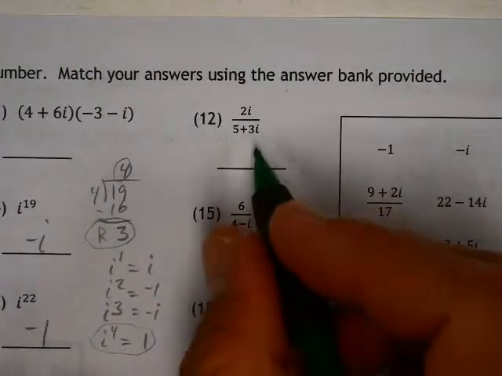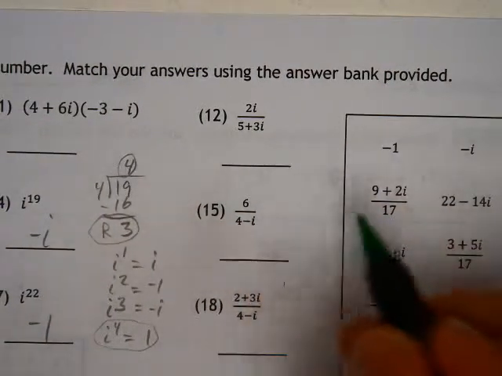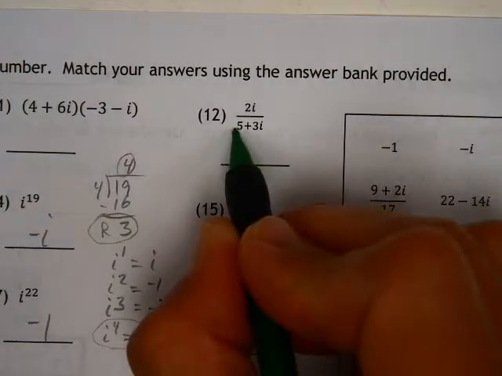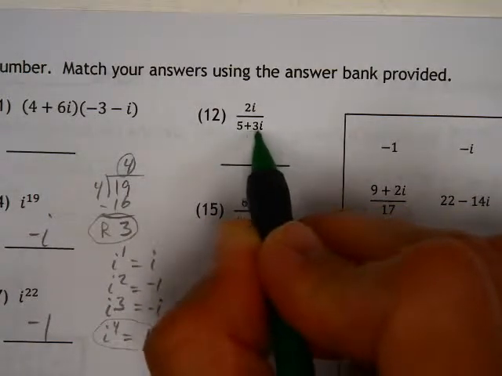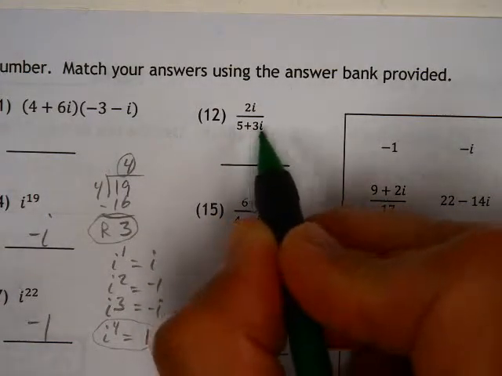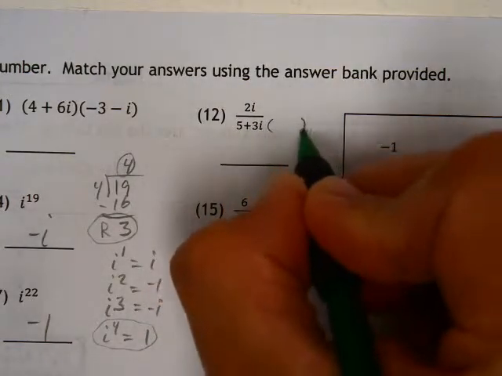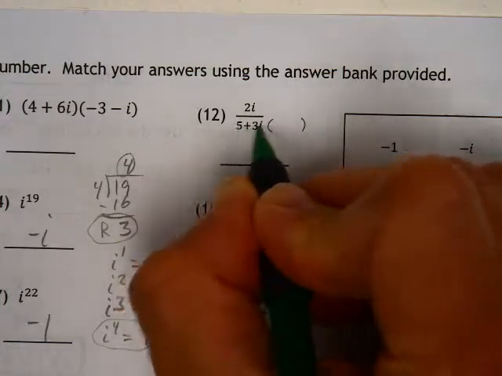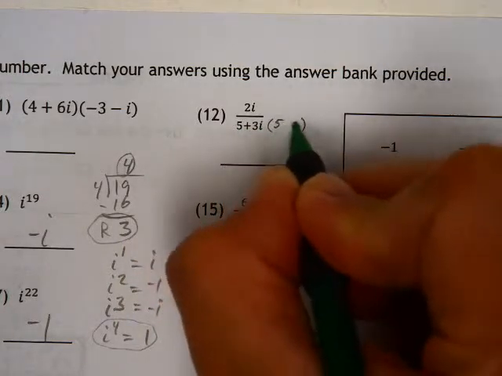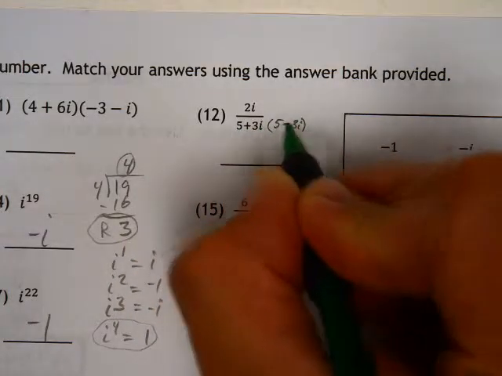All right, you guys just have to be aware of the fact that when you have an i in the denominator, you've got to get rid of it. The only way to do that is to multiply by the conjugate of the denominator. The conjugate of this denominator is the opposite sign in between the same two terms: I got a 5, I got a 3i, and I got a minus.